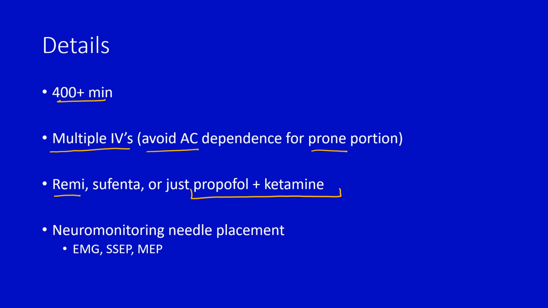Usually, I will run Sufenta for this type of case, but we're currently low on the supply, so we've had to start incorporating more methadone when appropriate for longer, more painful cases, such as this. After intubation and line access, neuromonitoring will come in with 30 to 60 needles, placing them throughout the muscles of concern for sensory and motor monitoring.